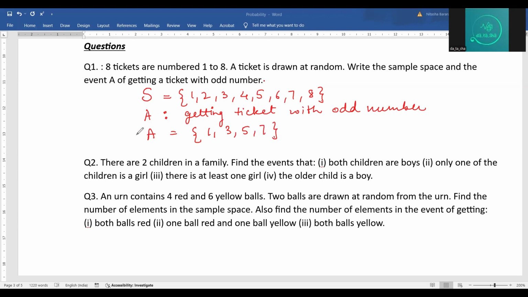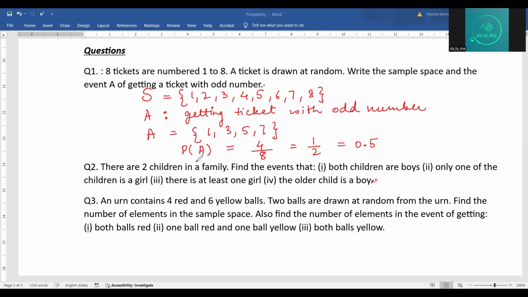Now, if we ask after this, what is the probability of getting an odd number? So the probability of the event A, I mean P of A, would be the number of favorable cases, which is 4, upon the total number of equally likely cases that we have, which is 8. So that's half, that is 0.5. And you could see that it lies between 0 and 1. It was not asked in the question to find the probability, but I found it myself. So that was easy to figure out. Now let's come to the second question.